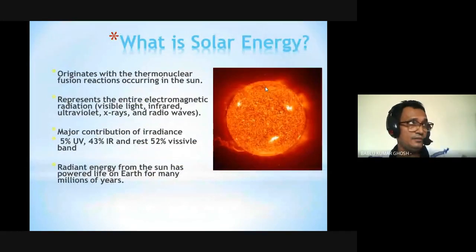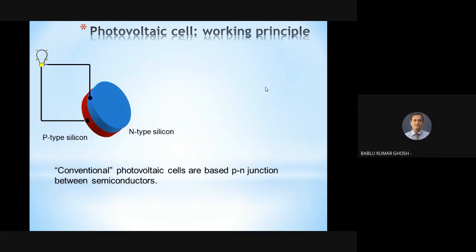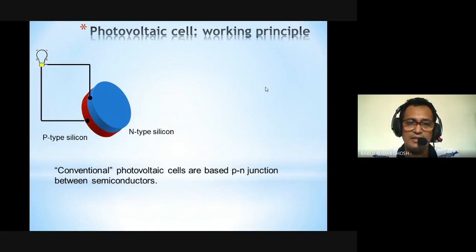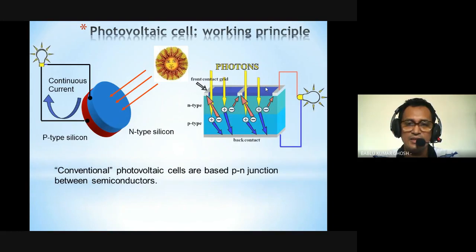So for solar energy, the contribution is 52% in the visible band. Then there is the semiconductor PN junction, and whenever light is exposed on it, it splits up the carriers and they accumulate at the two ends. Ultimately, the carrier accumulation at the two ends can produce an electric potential, and whenever it is connected to an external circuit, definitely the electric current will flow. So the voltage and current ultimately produce the electric power.